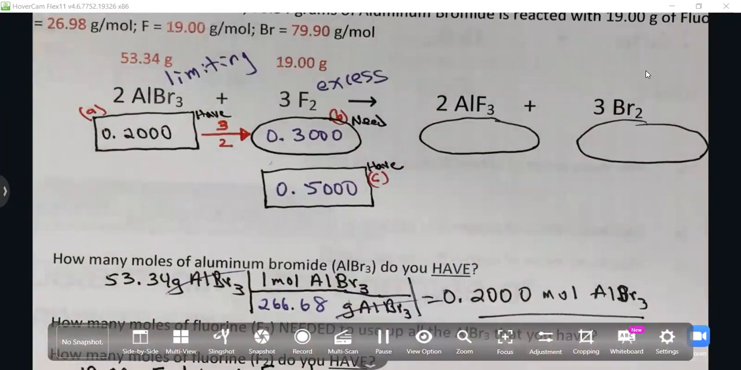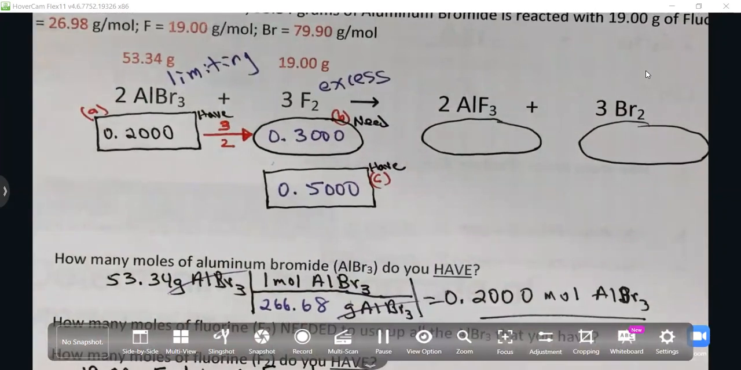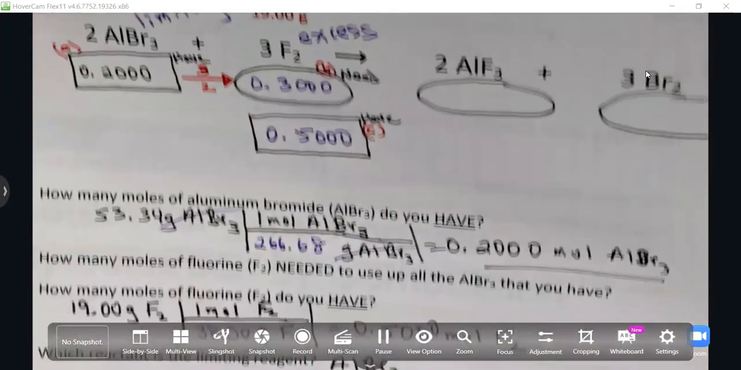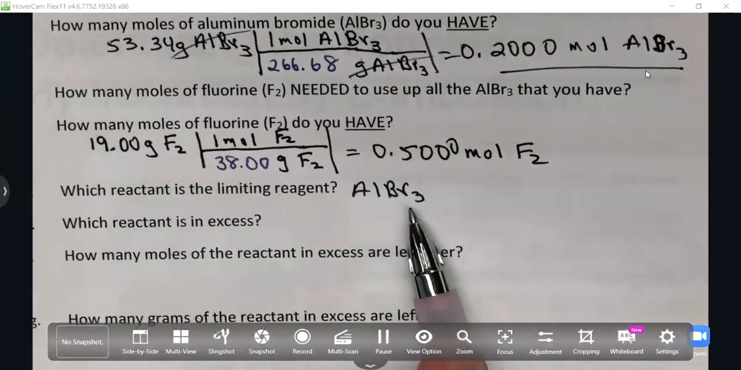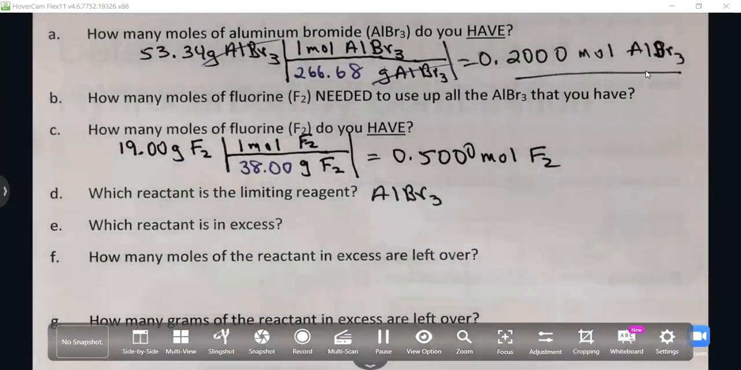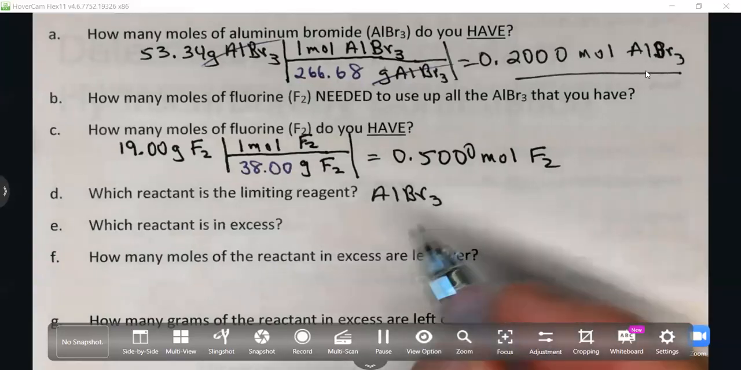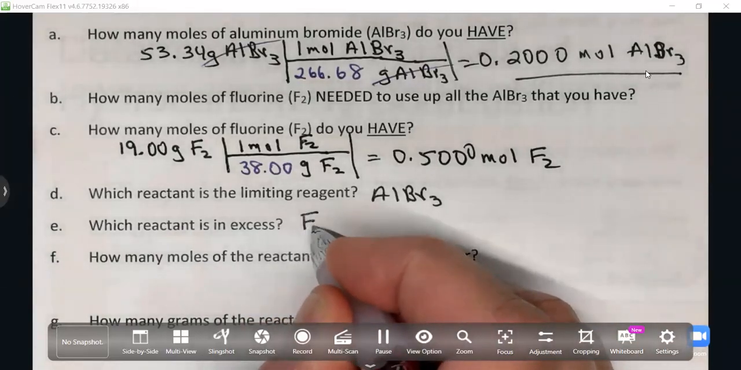So it says which reactant is limiting. Aluminum bromide, right? Which reactant is in excess? Fluorine.